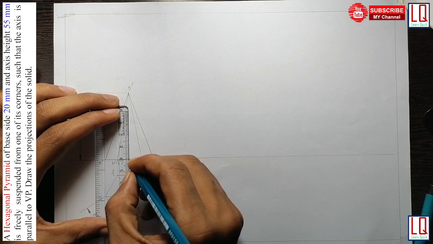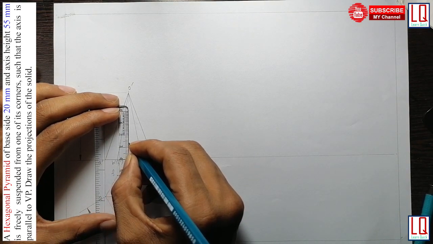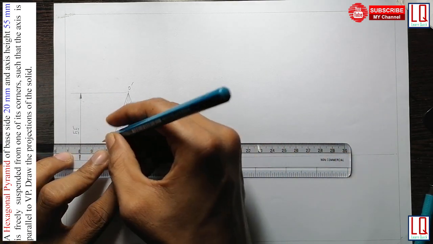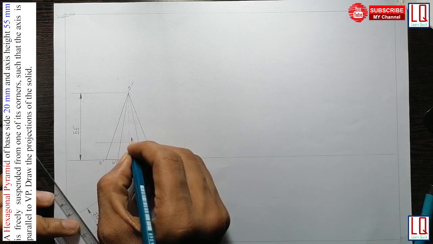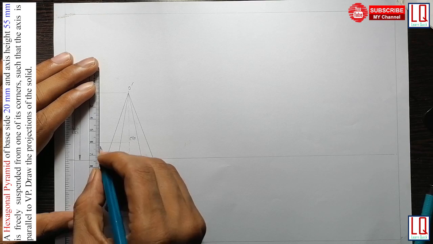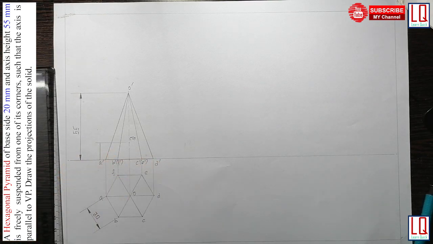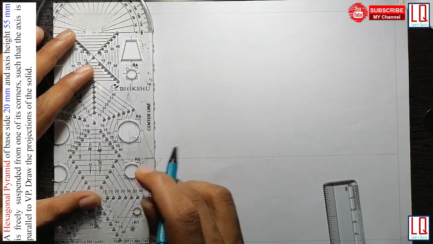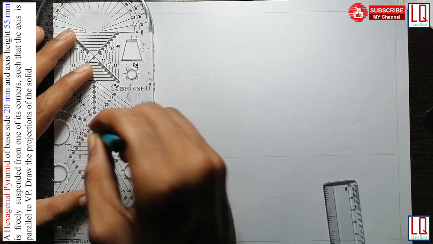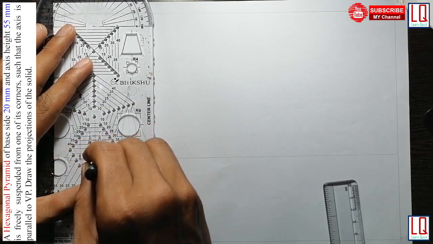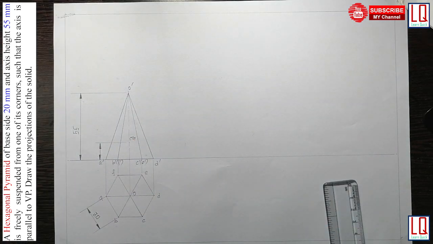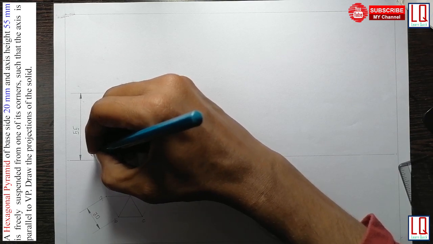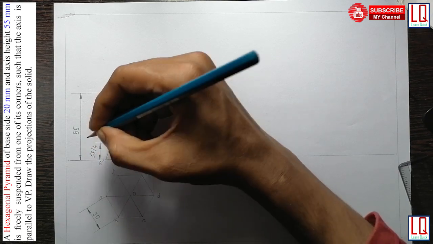So measure 13.75 and dimension your CG also. Again I use my engineering template, and I write this as 55 by 4.